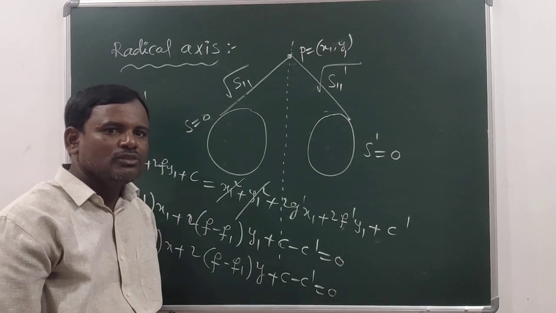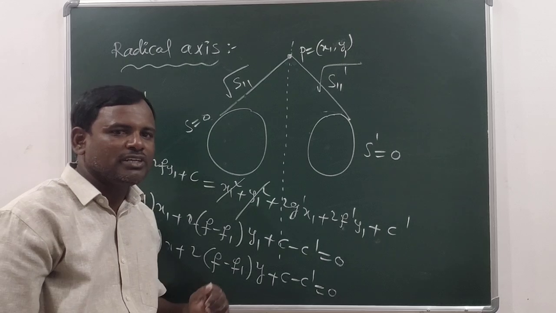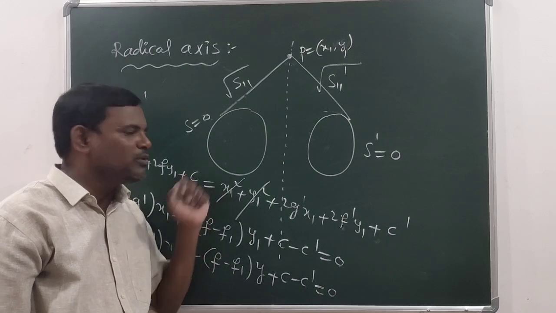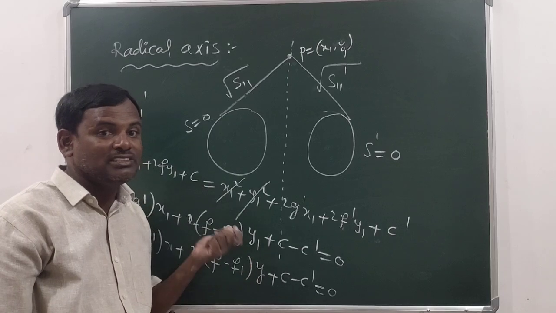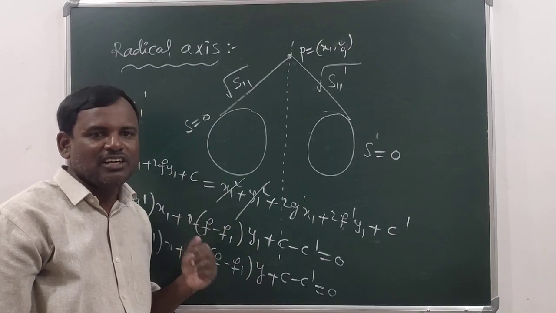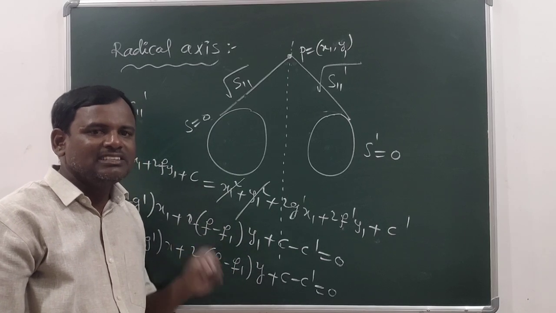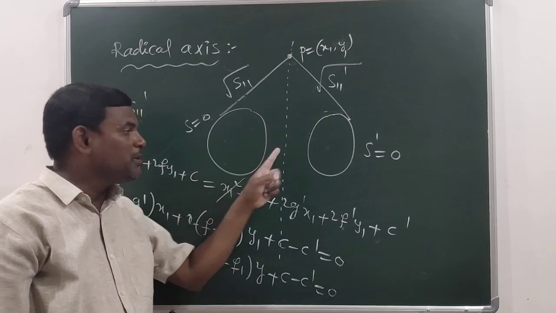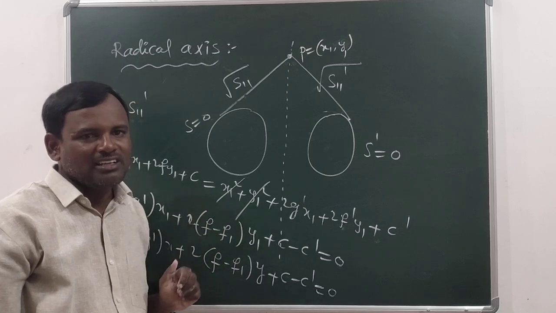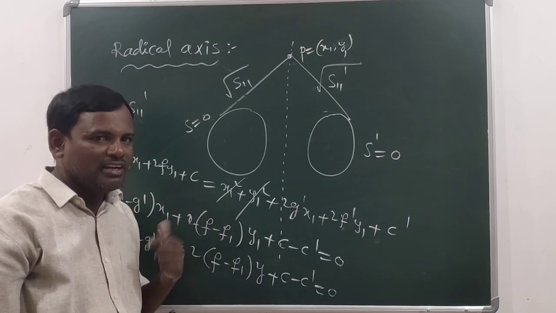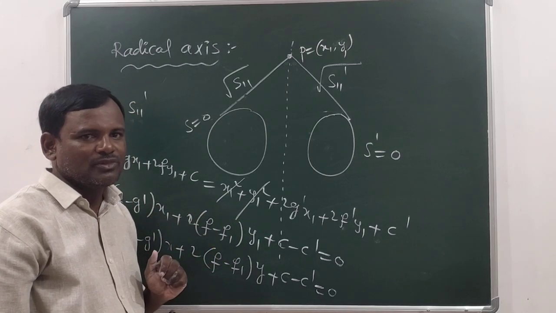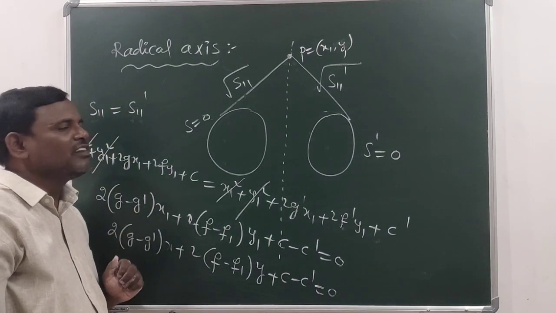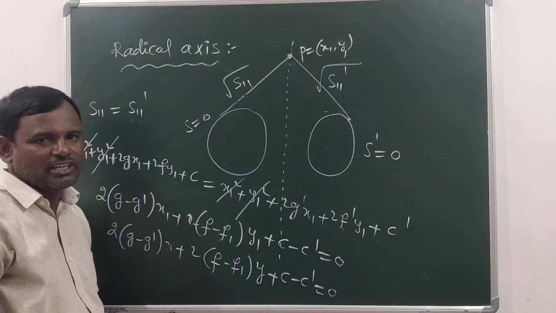Okay students, if the point P is outside, then only a tangent can be drawn from an exterior point to the circle. If the point P is inside, tangent is not possible. So the exact definition is that its powers with respect to the two circles are equal. That definition you must learn. I hope you have understood the meaning of a radical axis of two circles.